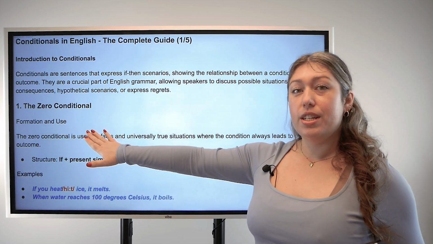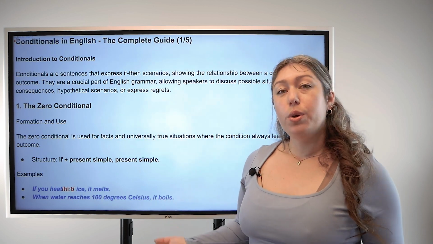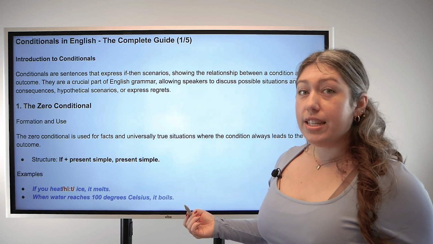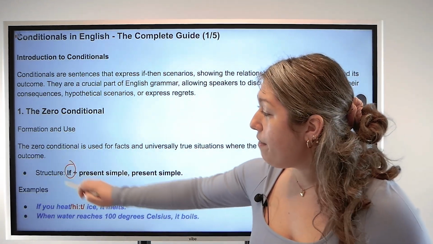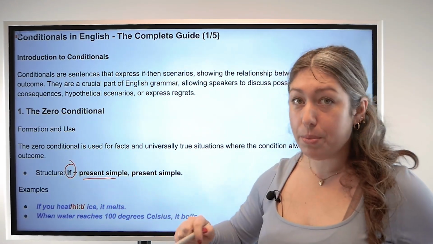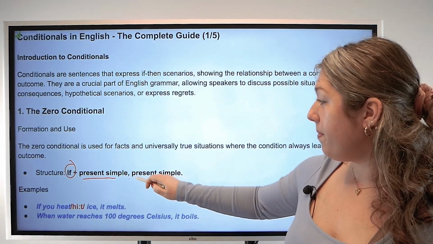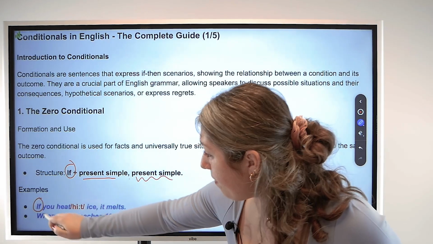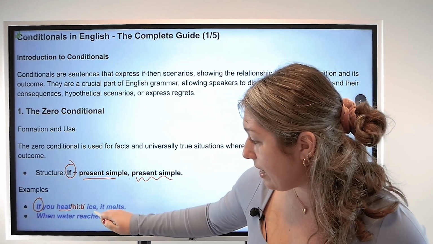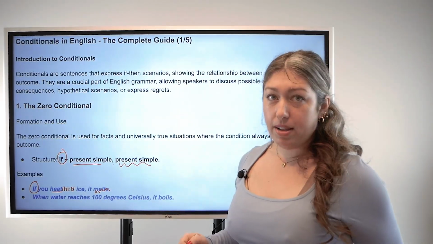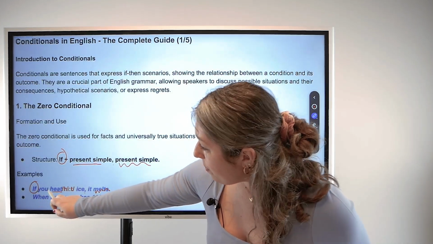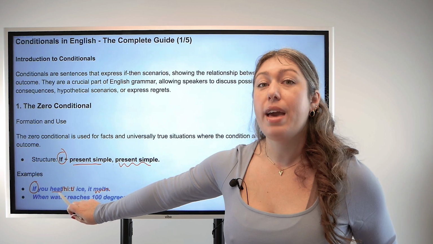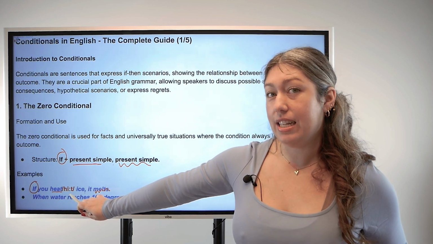So the zero conditional is used to express facts or universally true scenarios. The outcome doesn't change. The structure for the zero conditional is if plus present simple, comma, present simple. For example, if you heat ice, it melts. If present simple, comma, present simple. And don't forget, we have the long vowel sound in this word, heat.